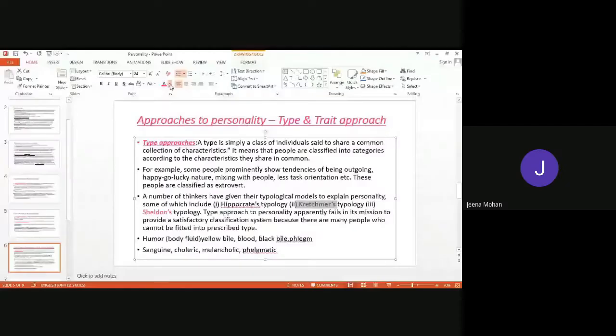So Kretschmer's classification means he again identified three characteristics, just like the ectomorph, endomorph, mesomorph we discussed. So Kretschmer made a classification, mainly three types of classification based on body characteristics.